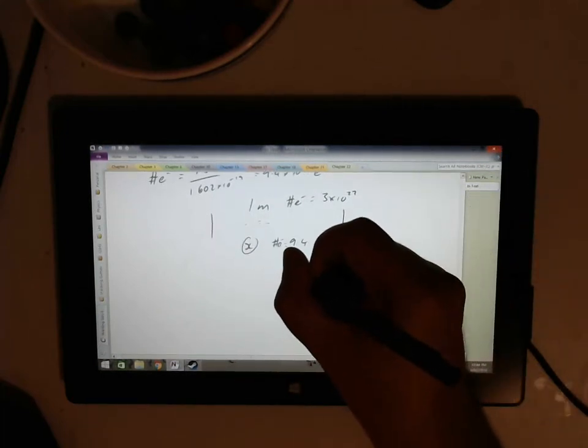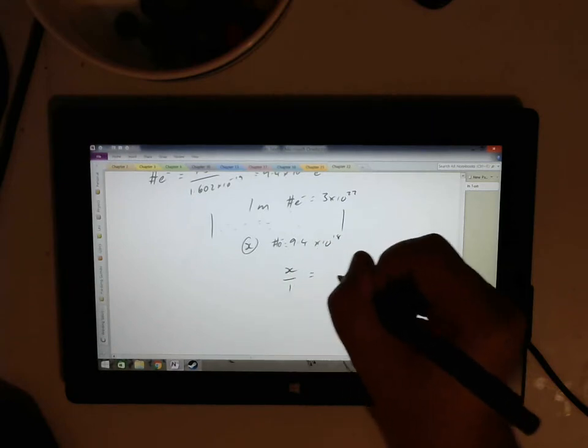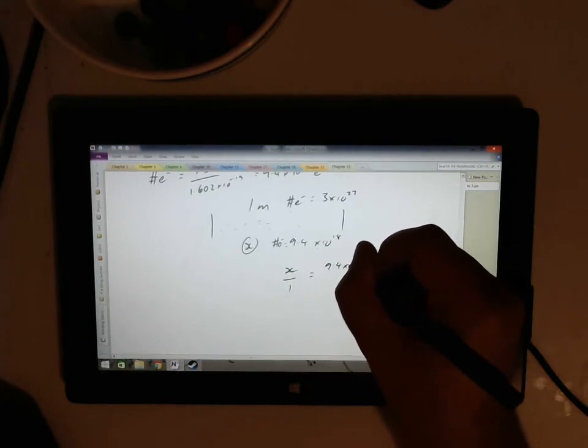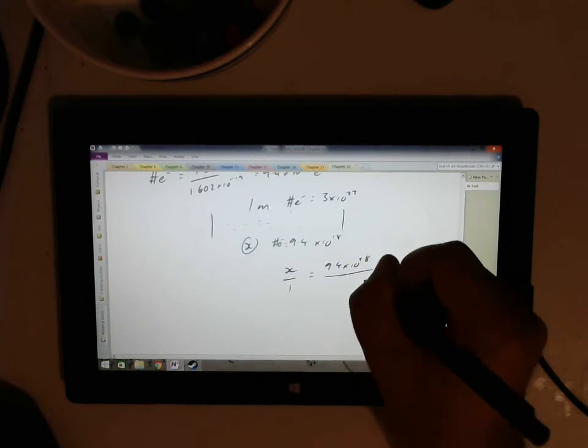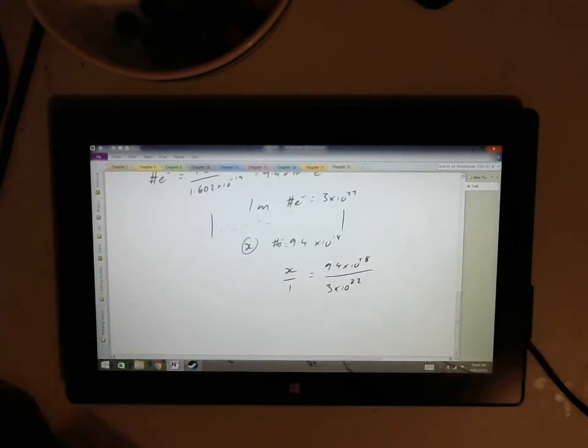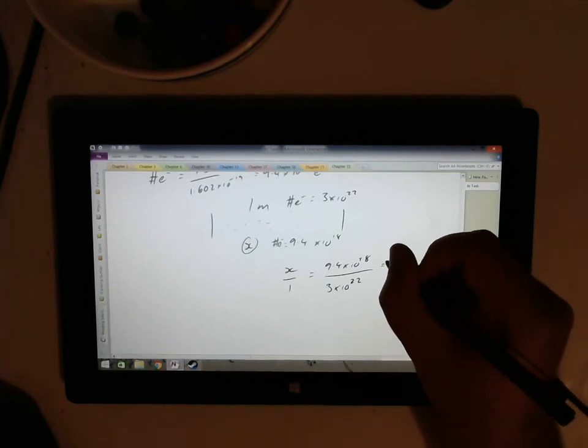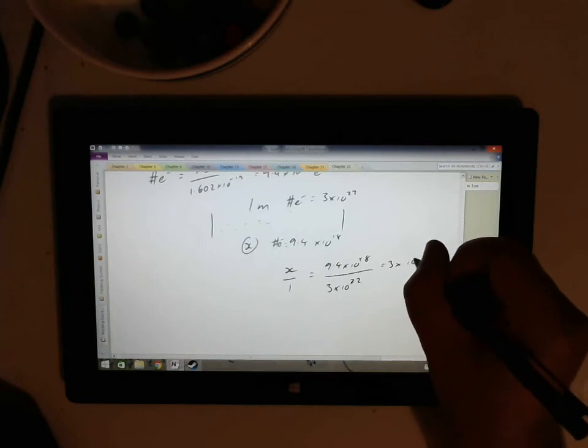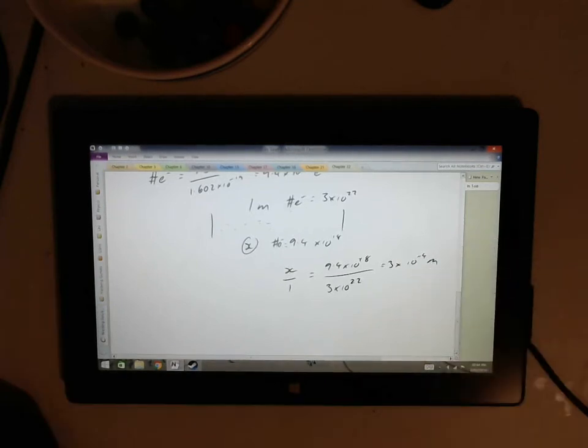I'm going to write that as a formula. x divided by 1 is equal to 9.4 times 10 to the 18 divided by 3 times 10 to the 22. And I'll show you another way that we could check that in a second. Let's put that into calculators first. 9.4 times 10 to the 18 divided by 3 times 10 to the 22. We get an answer of 3 times 10 to the negative 4 meters.